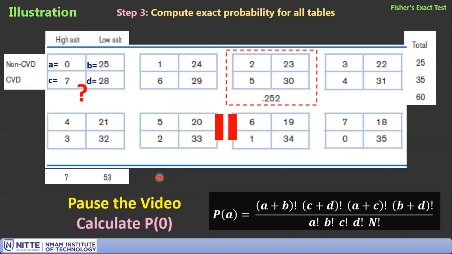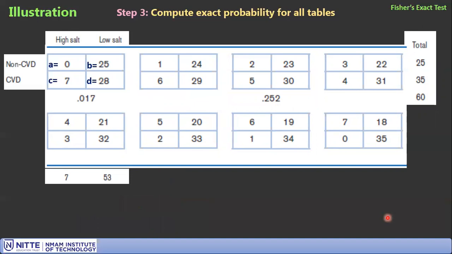Alright, I guess you have solved the problem using this formula and would have computed the probability. Remember, probability cannot be more than 1, cannot be less than 0. The probability values are in between 0 and 1. If at all you get some other value, possibly you would have made some numerical error. Let's find out the values one by one.